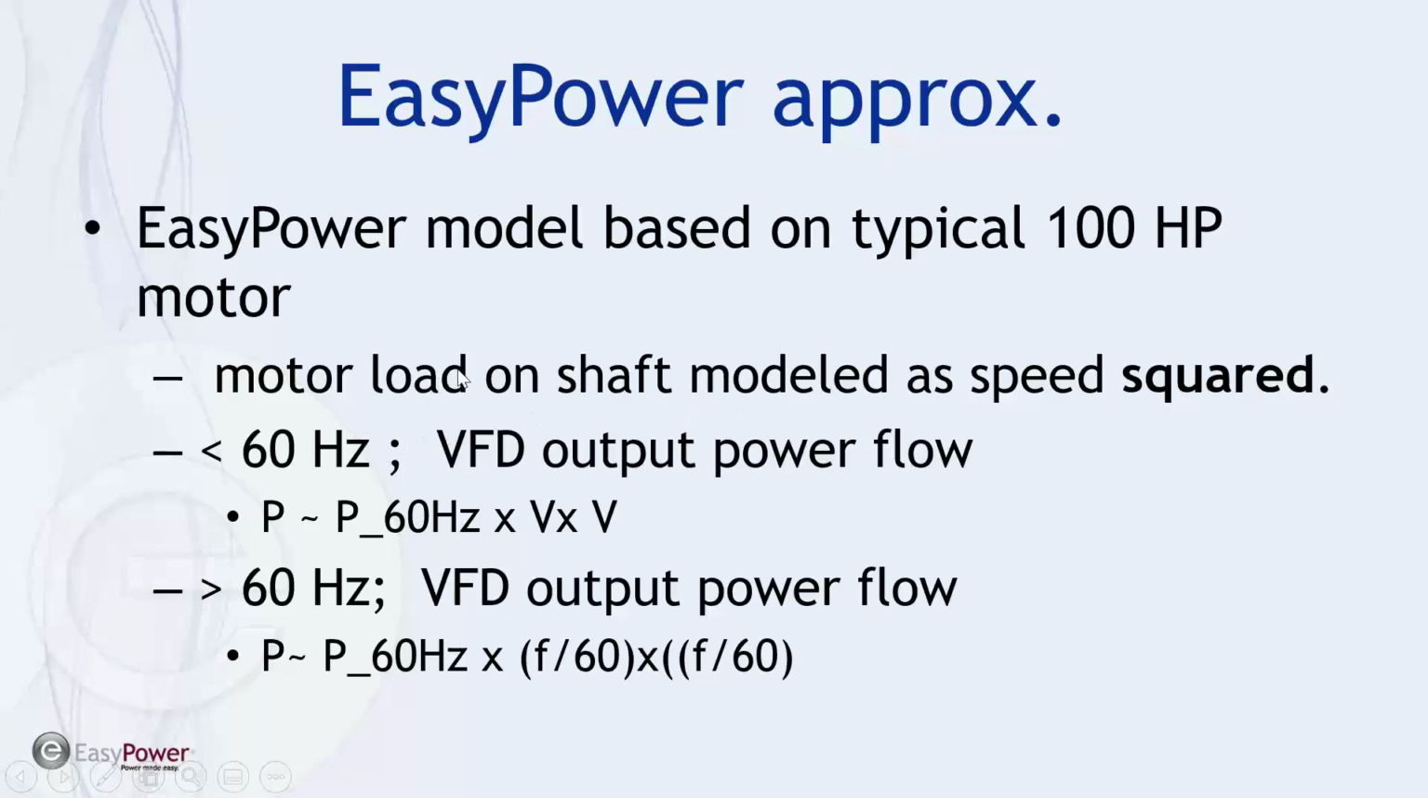In general, as a rule of thumb, below 60 hertz, the VFD output power is approximated by the power at 60 hertz times the voltage per unit squared at the frequency we're trying to drive the motor. Above 60 hertz, the VFD output power flow is approximated by the power at 60 hertz times the frequency squared. So we're going to walk through a couple of examples to show how.